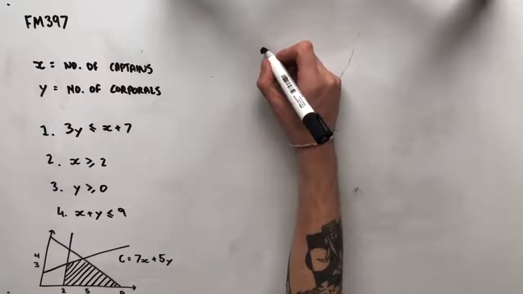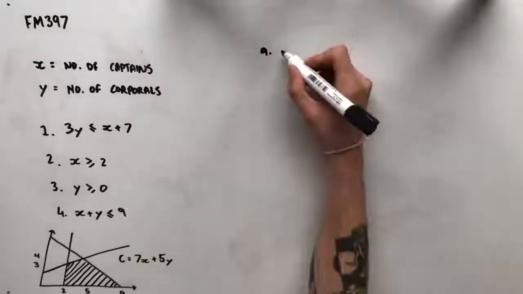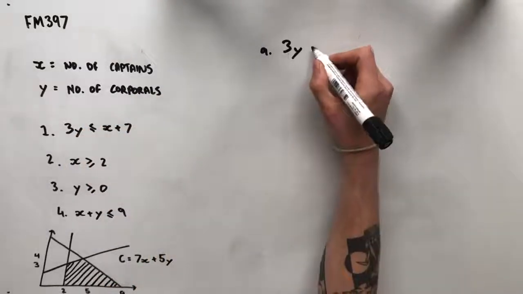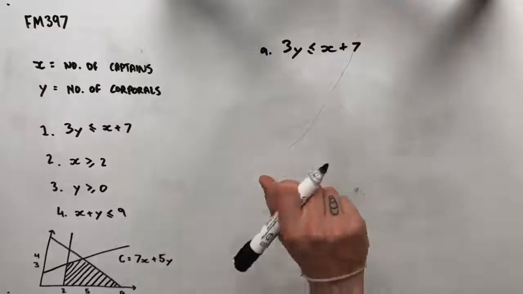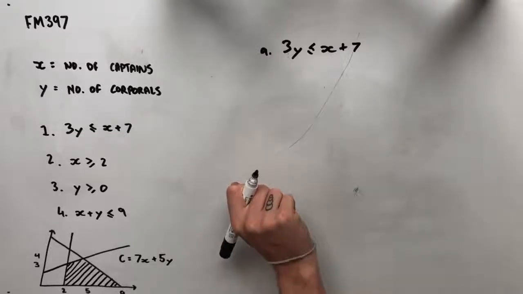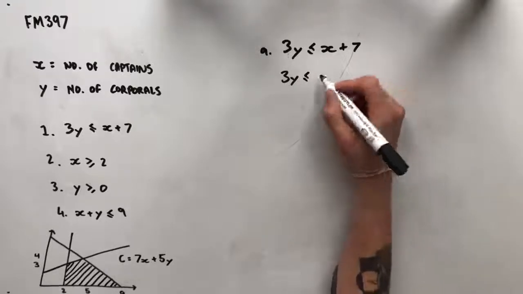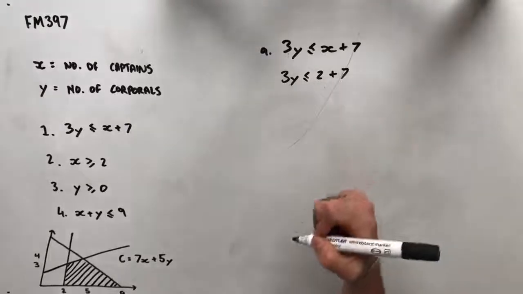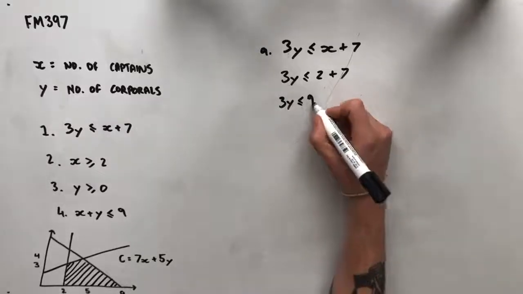So question A wants to know, if 2 captains are required, what is the maximum number of corporals required? So here we're going to use this inequality that's given to us. And what we're told is that 2 captains are required in this scenario. So we're going to start off by just replacing this x here with a 2. And now we're going to go through a bit of a simplification. Less than or equal to 9.